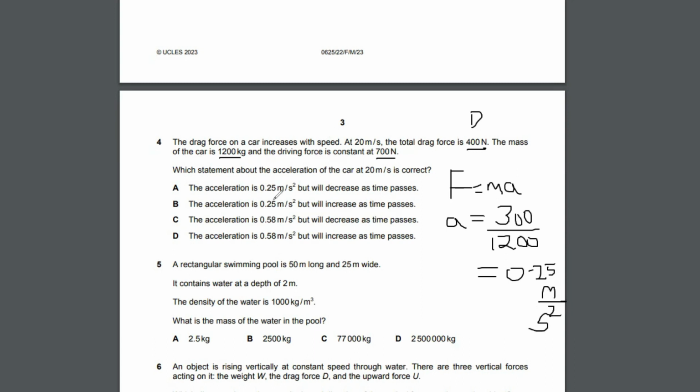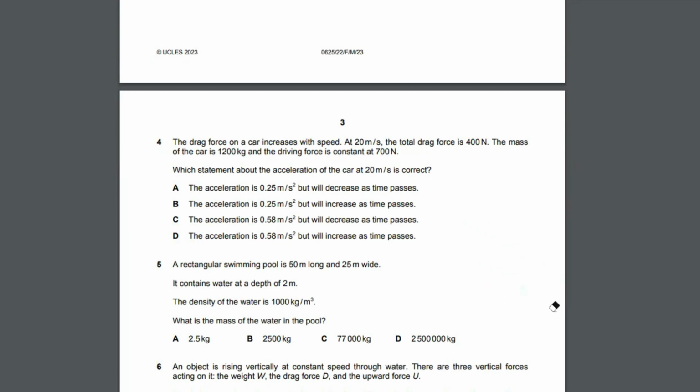So acceleration is 0.25. So these are two options which have 0.25 in them. Now the next bit of information that they gave was that the drag force increases when speed increases. So when speed is increasing, drag force also increases. That means the acceleration will decrease over time because the difference between the force and the drag force will decrease, and force is directly proportional to acceleration. So if resultant force decreases, acceleration will also decrease. The answer is A.